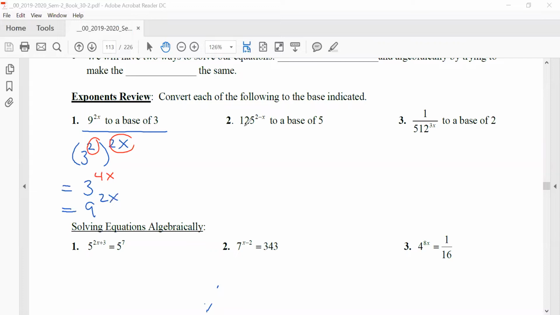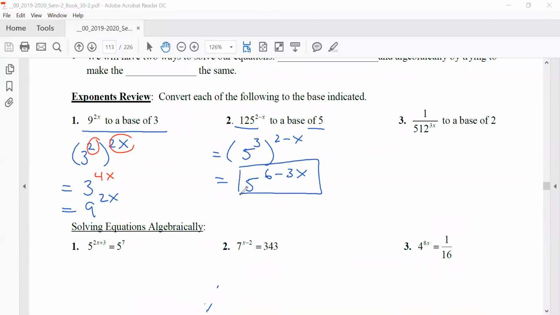Next one says change that to a base of 5. So again, I'm not changing the value of it. I'm changing how it's looking. 125 is 5 cubed. Now I know that because I've been doing this a long time. If you didn't know that, you're going to pick up your calculator and go 5 to the power of 1, 5 to the power of 2, 5 to the power of 3. You're going to try that until you get 125. And now again, using my exponent laws, I'm going to multiply that to both terms in the exponent, and there it is.